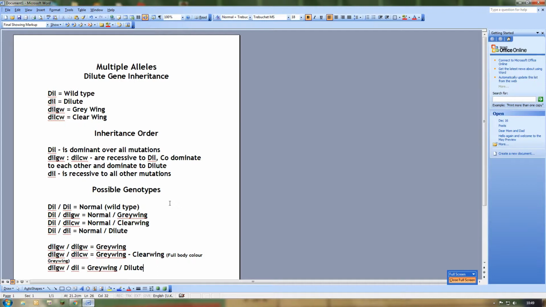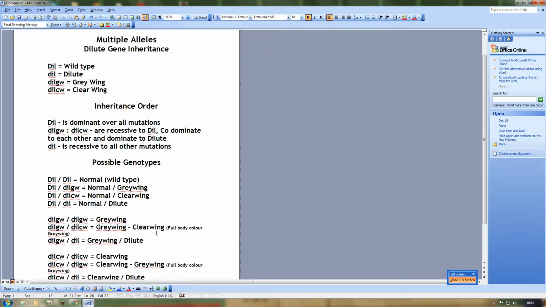And the final version of that is the wild type gene split with the dilute mutated gene, in which case we'll have a normal looking bird that's split for dilute. So all those birds will look normal, but there's a possibility they could be split for either grey wing, clear wing or dilute.